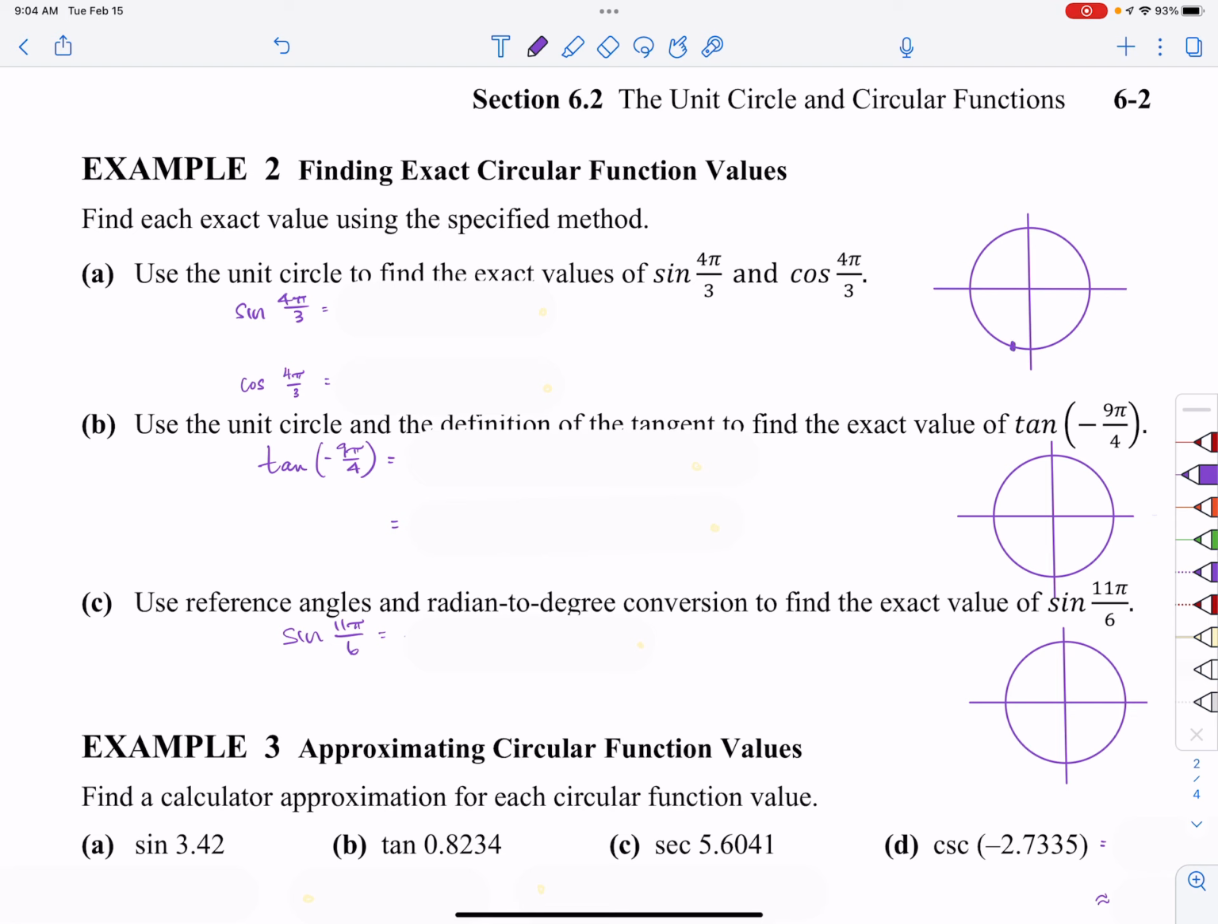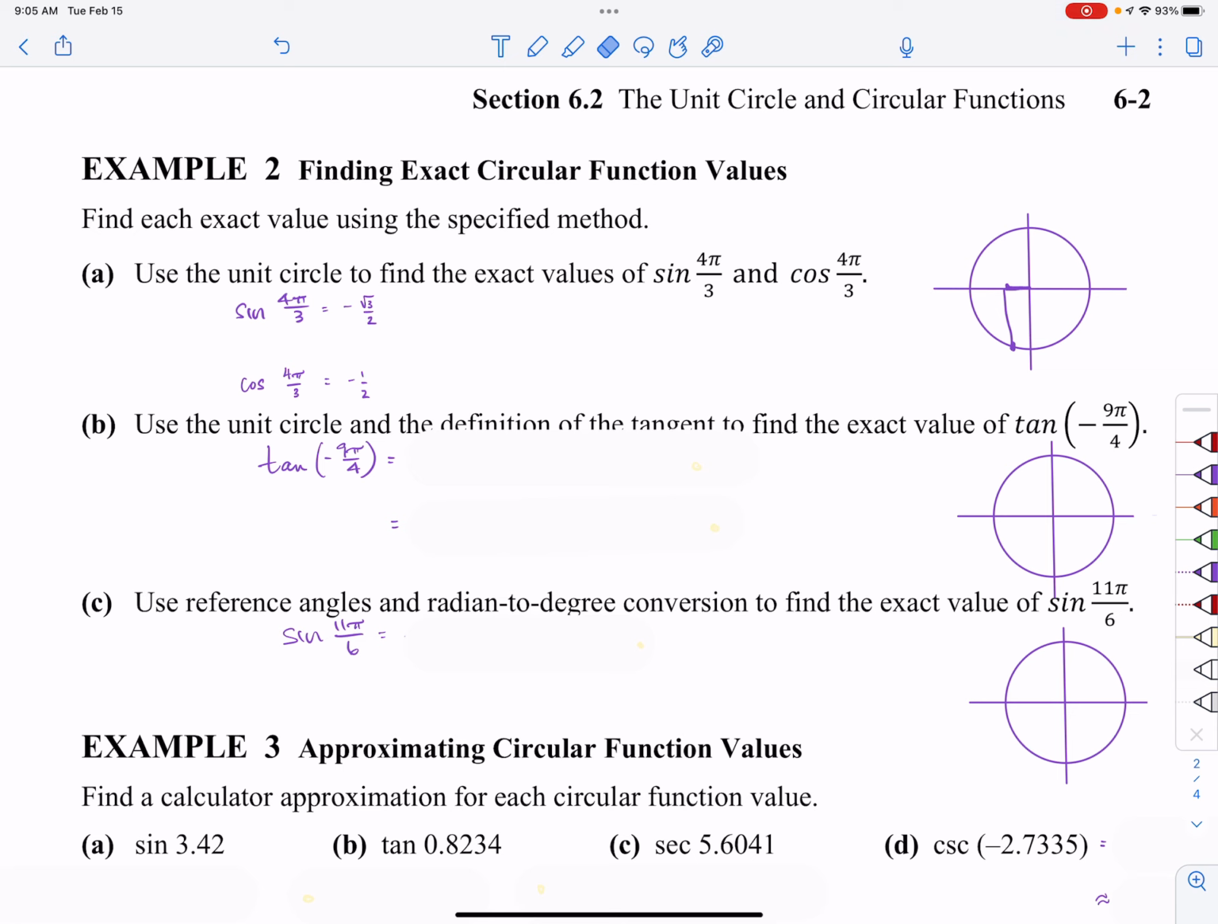My long value is going to be my sine value. My y value is going to be my sine value. And so this is long and going down, so it's going to be negative root 3 over 2. My short value is going to be going to the left. That's going to be my x value and also my cosine value, which is going to be negative 1/2.